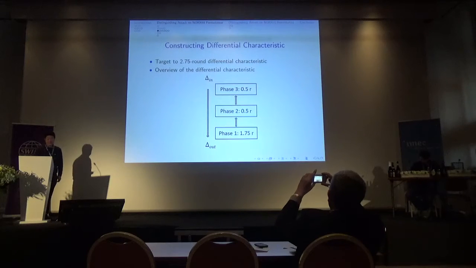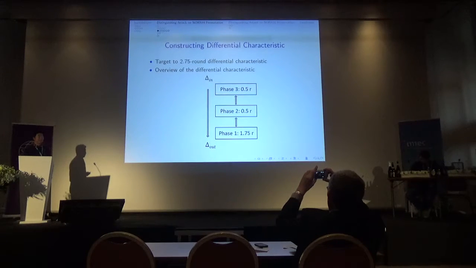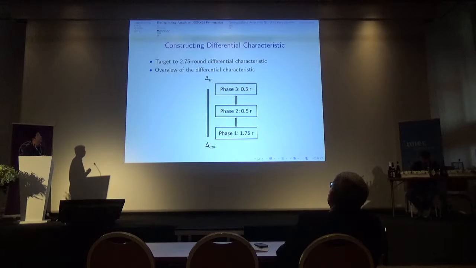Then we come to the differential part. There is a 2.75 round differential characteristic. We divide it into 3 phases. Phase 1 has 1.75 rounds, and both phase 2 and 3 have a half round. Notice that we derive it in reverse order, so that the actual difference first comes into phase 3 and then propagates to phase 1.